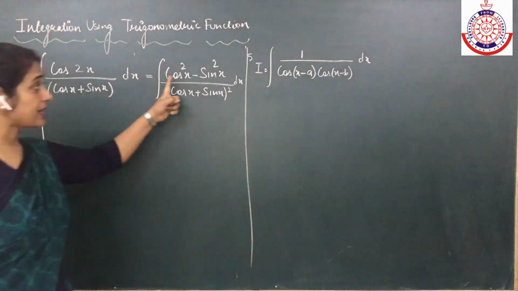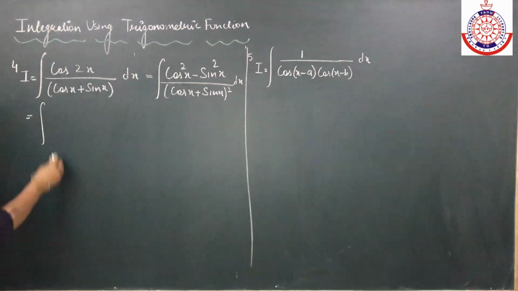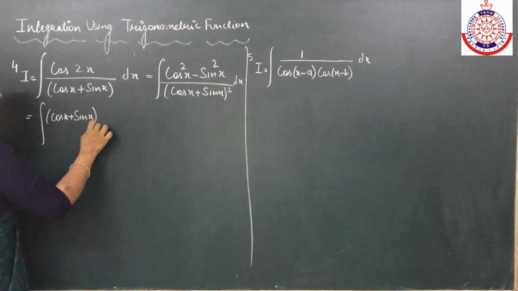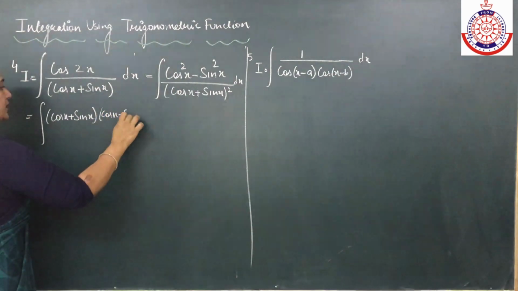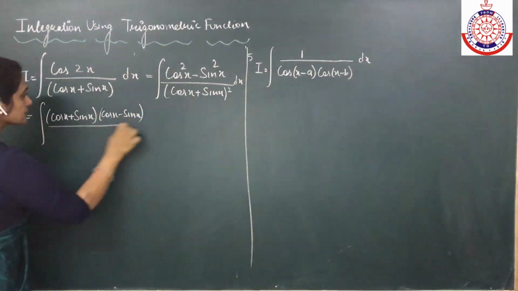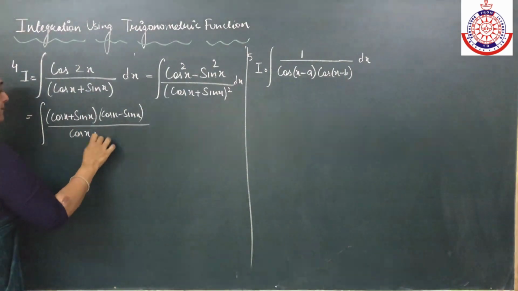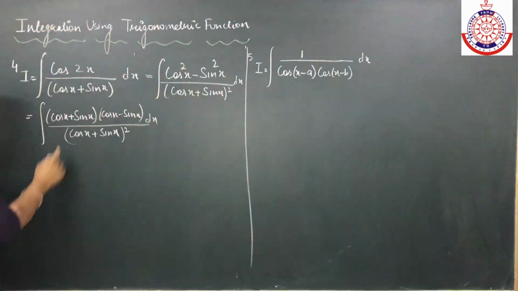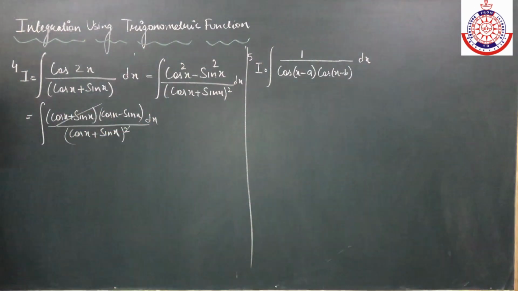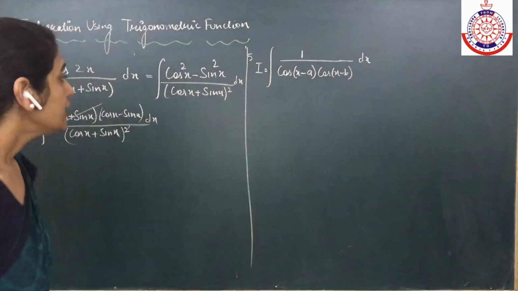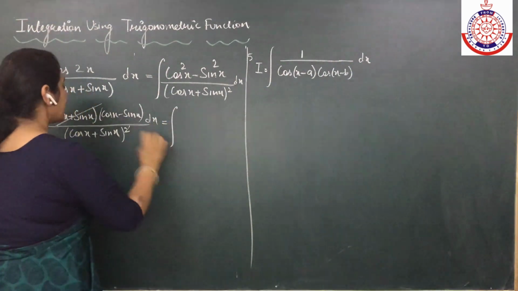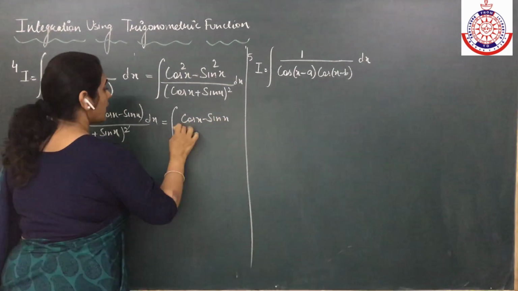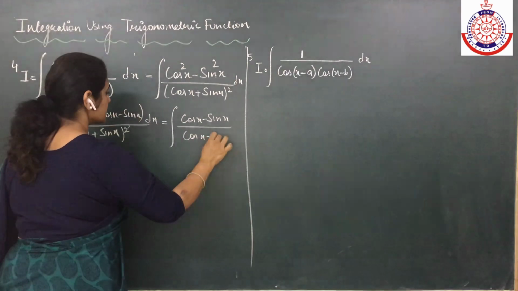Now this, I can apply the formula of a square minus b square on it. So it will be a plus b into a minus b. Now if you see, cos x plus sin x is here also, cos x plus sin x is here also, so I can cancel. So what am I left with? I am left with cos x minus sin x upon cos x plus sin x.